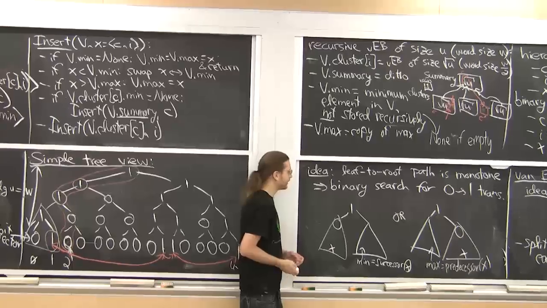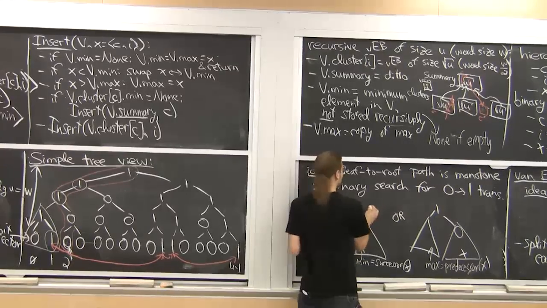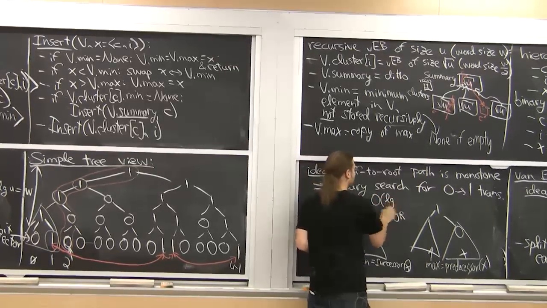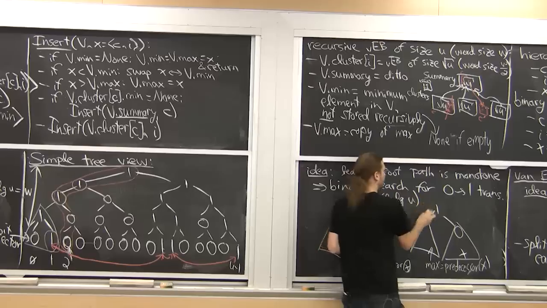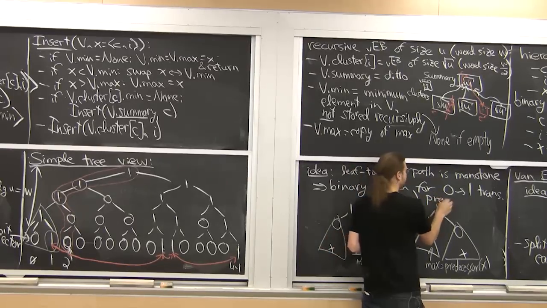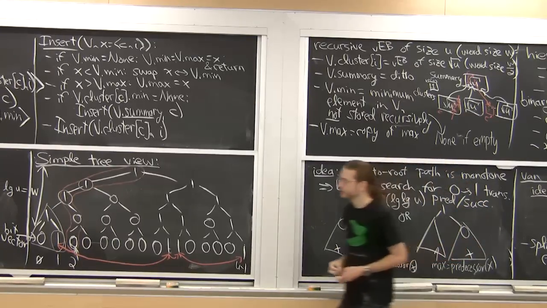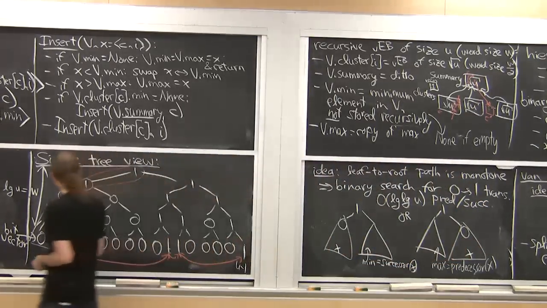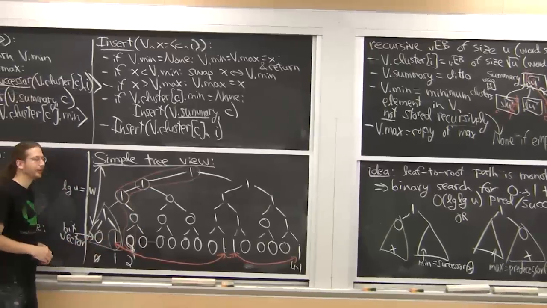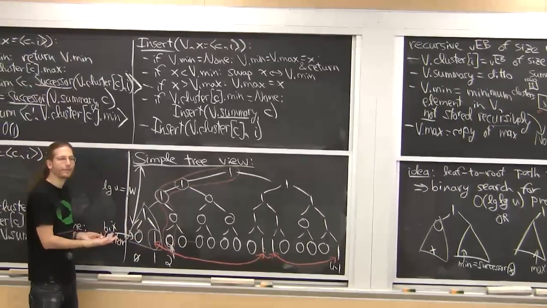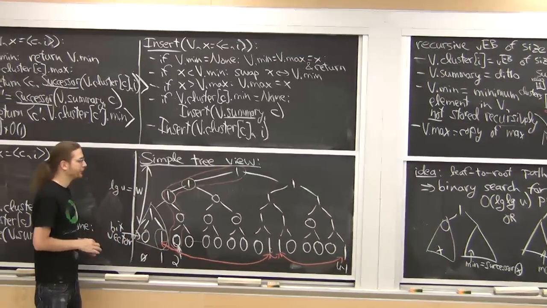So we get log u predecessor and successor. I should say what this relies on is the ability to binary search on any root to node path. Now, there aren't enough pointers to do that. So you have a choice.